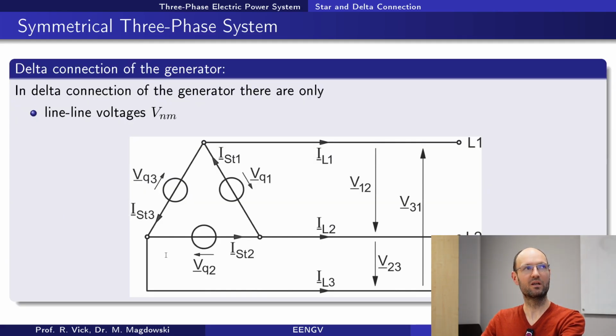Okay, so then we can have a look at the delta circuit. As discussed before, in the delta circuit, these phase voltages are the same as the line-to-line voltages, but the line currents are not the same as these phase currents. And it always looks like two phase currents form one line current.